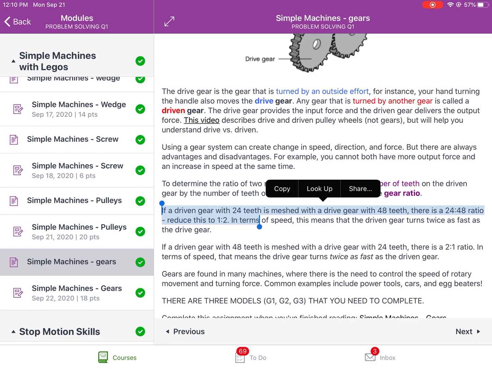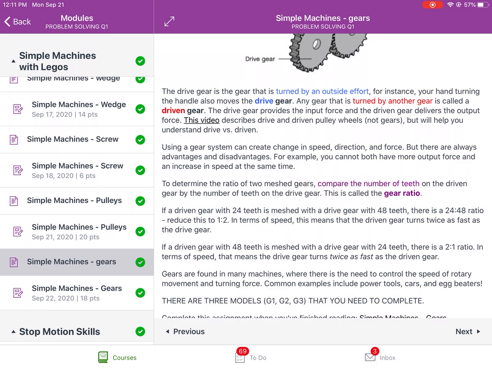This is where you get to use some math. Greatest common factor, 12. So 24 to 48 is the same as 1 to 2. So for every 1 tooth on the driven gear, there are 2 teeth on the drive gear. And it means that the driven gear will turn twice as fast as the drive.